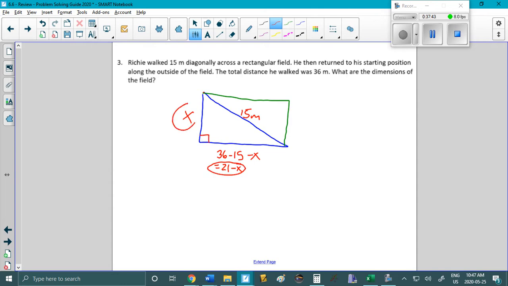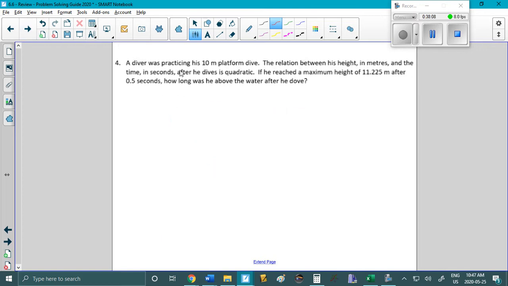And then this is a right angle. So you need your old friend, the Pythagorean theorem. So we're going to have x squared plus (21 minus x) squared equals the hypotenuse squared. And then you can imagine expanding and FOILing and collecting like terms and then solving for x. Again, I'm just getting you started on these.